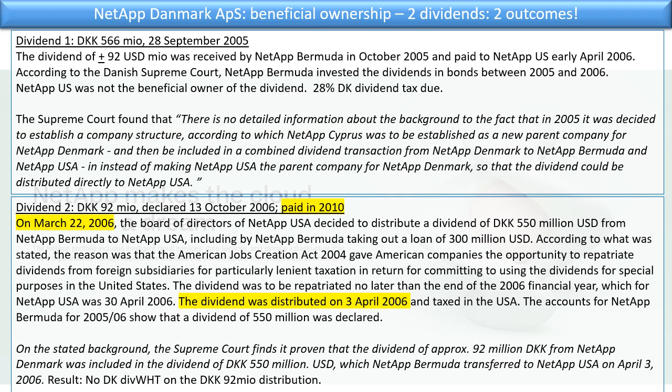I hope you followed the details. I found the details a little confusing, especially here towards the end with the dates and the numbers and the seemingly conflicting arguments or underlying logic. But this is what the Danish Supreme Court has decided, and this is where we leave it.